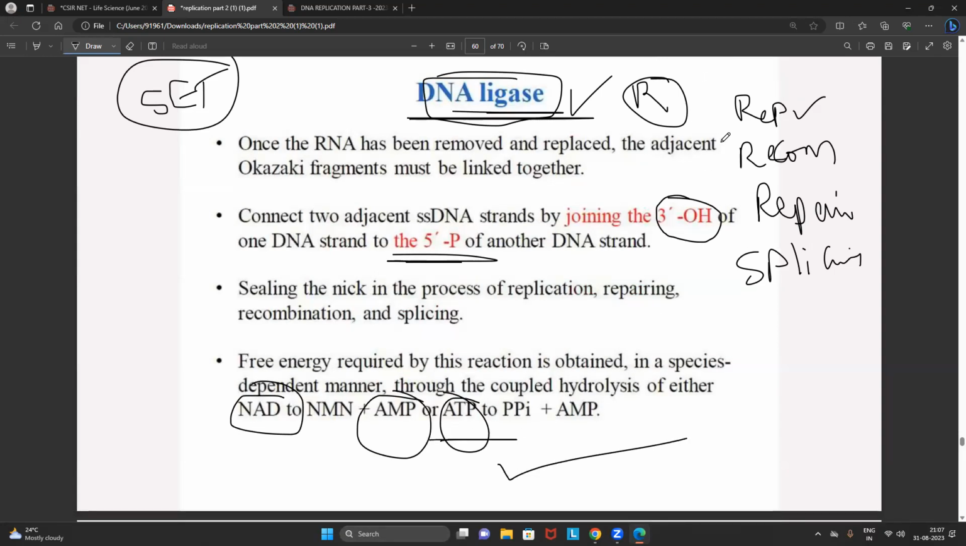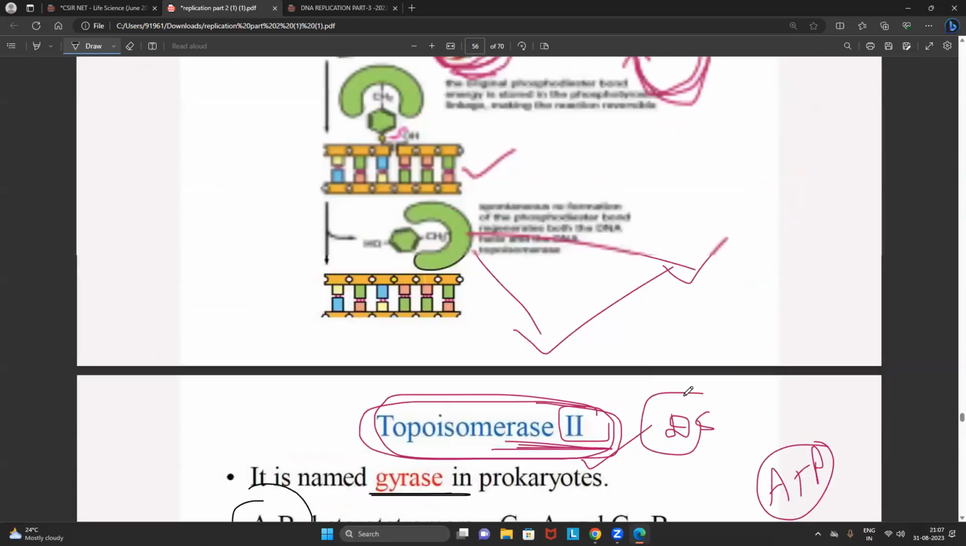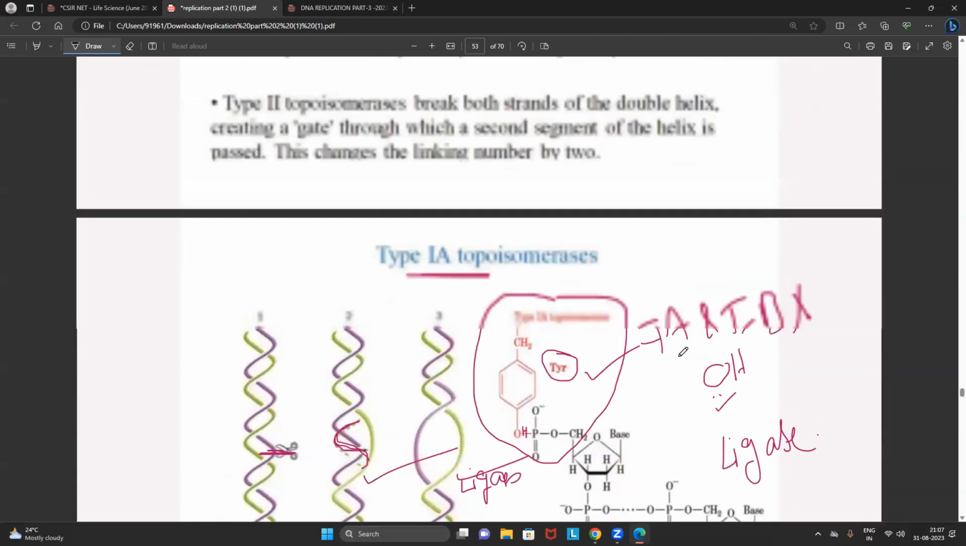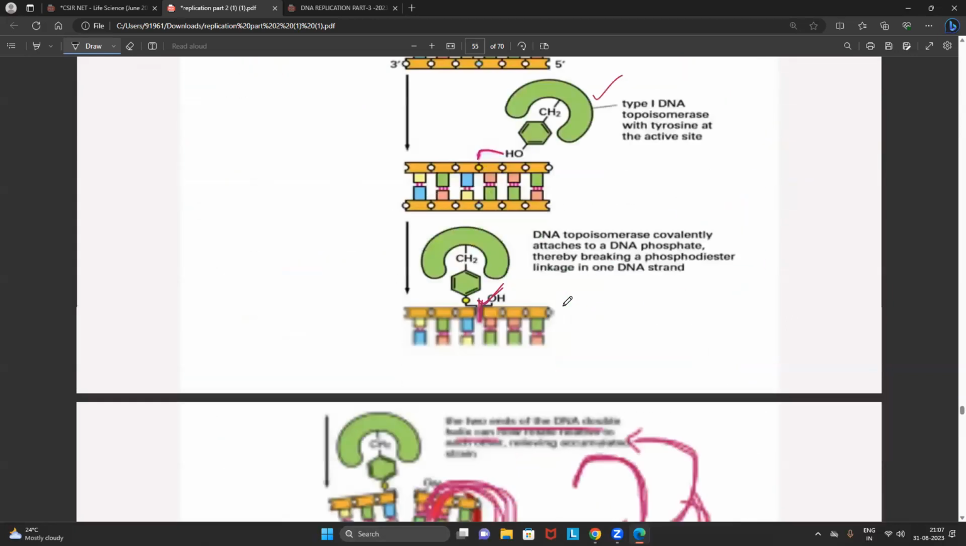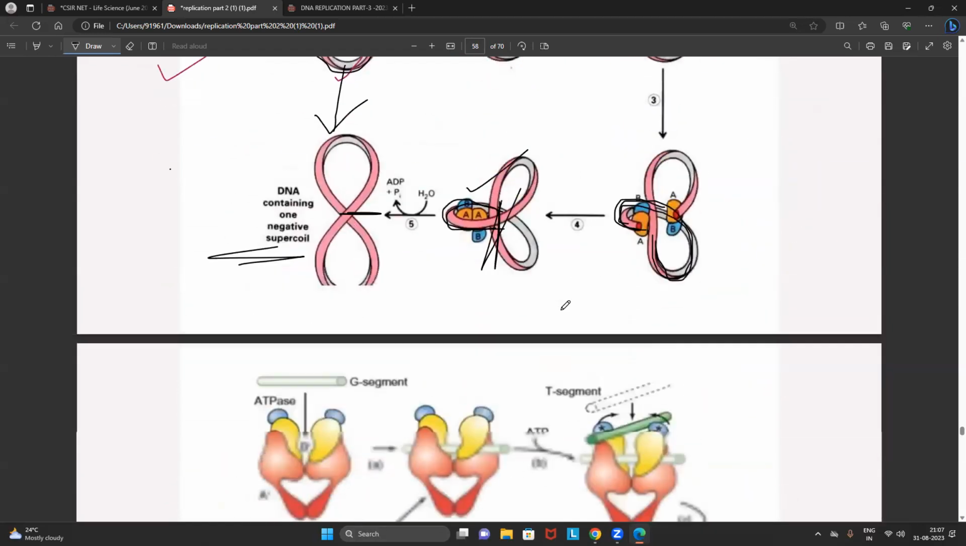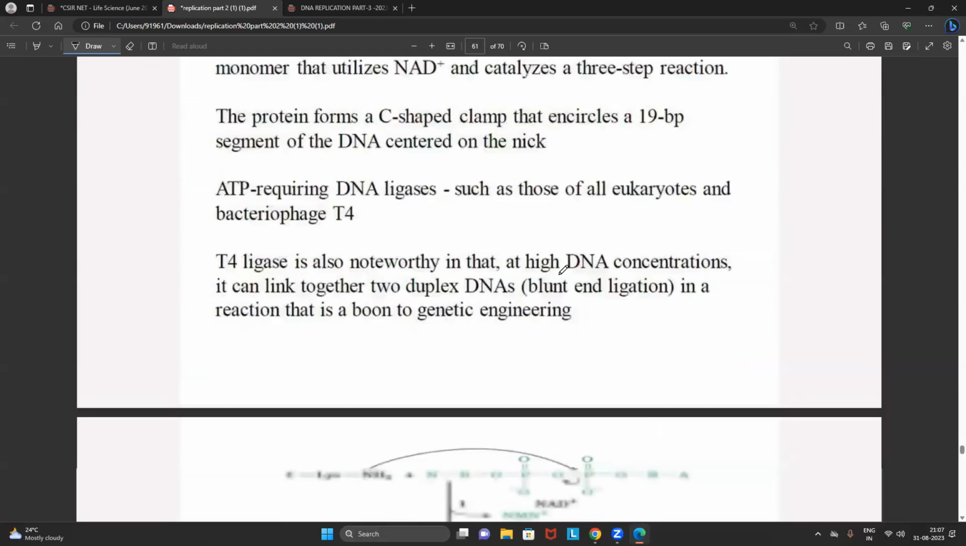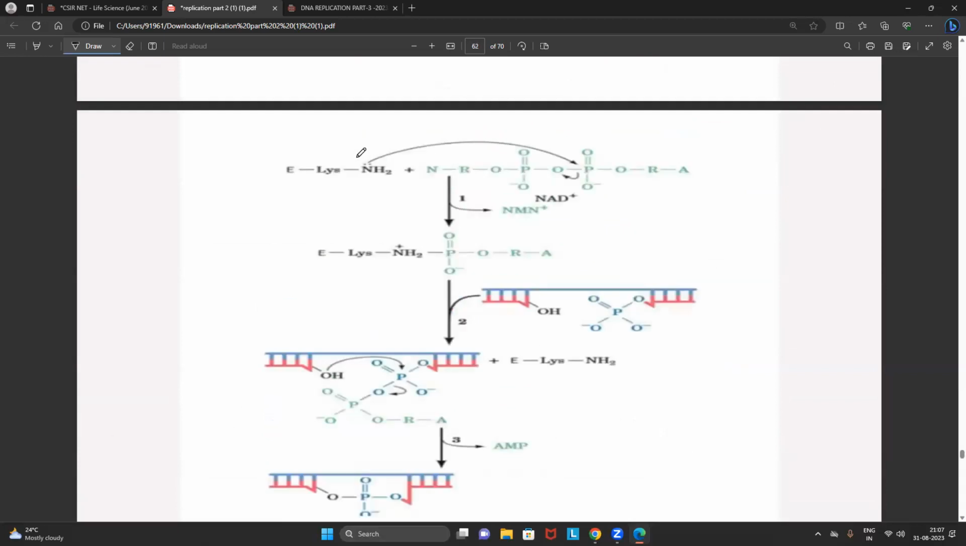Please don't get confused. I have told you one statement, you remember. Topoisomerase enzyme, in its active site, contains tyrosine. Correct? Similarly, friends, all the students remember, this ligase enzyme, in its active site, contains the amino acid lysine. I want you to remember this compulsorily. In its active site, it contains lysine. Please don't get confused with that.